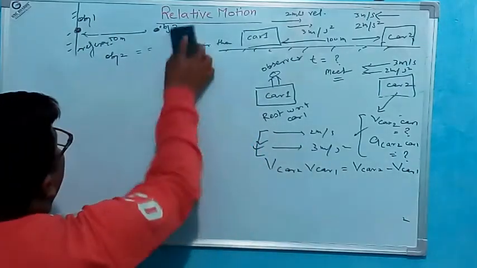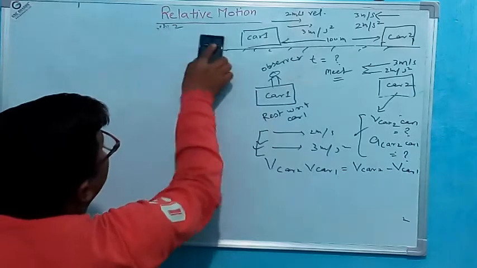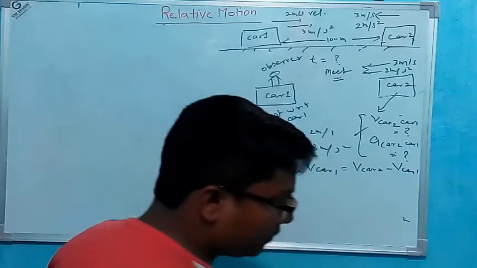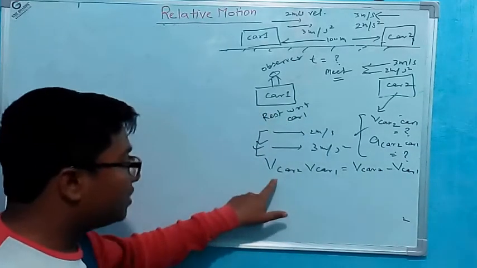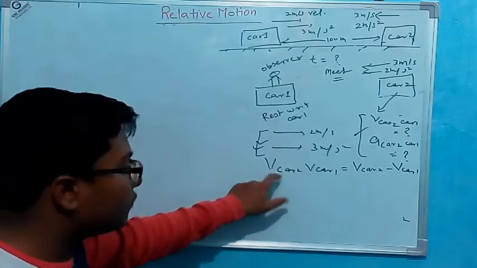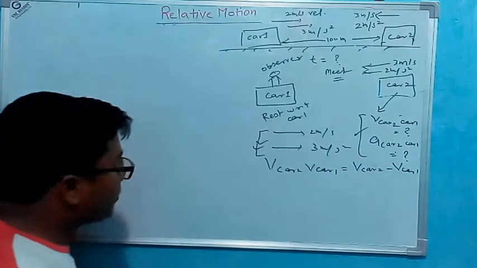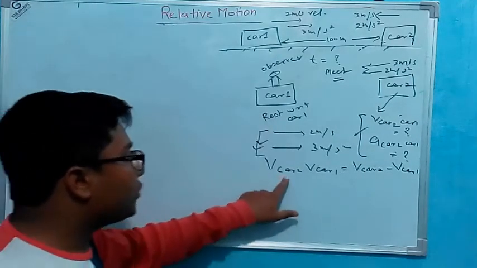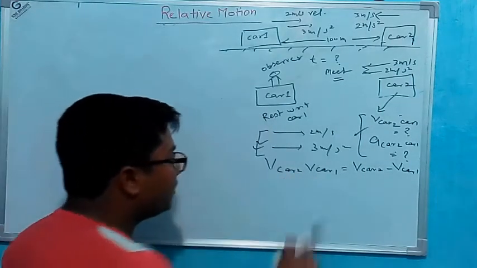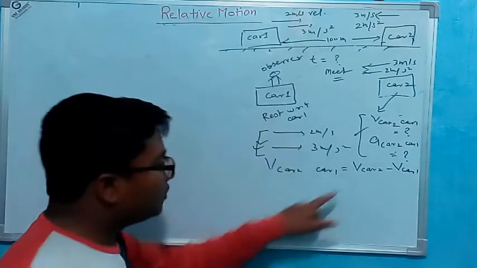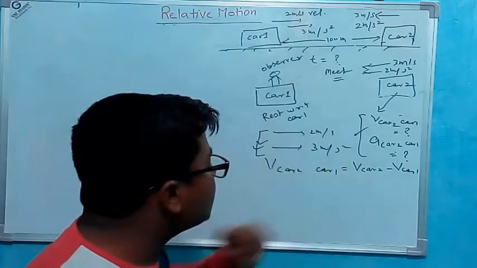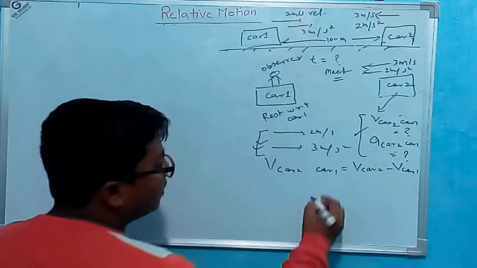Now we are going again to this problem. Now we can understand easily how this formula is coming. This formula is coming from relative terms. The velocity of car 2 with respect to car 1 is velocity of car 2 minus velocity of car 1.